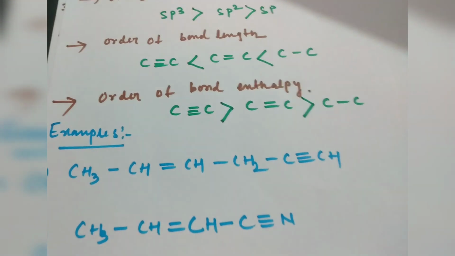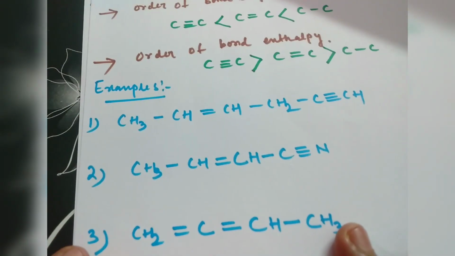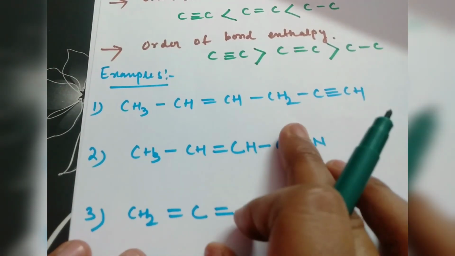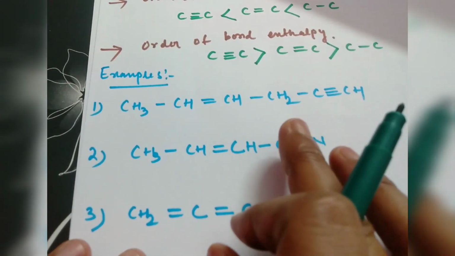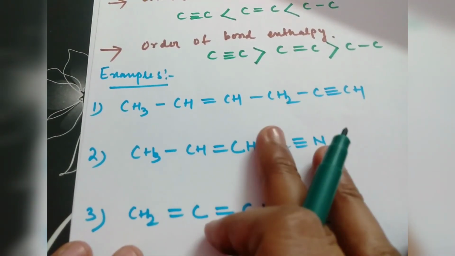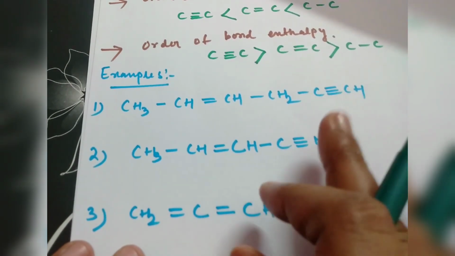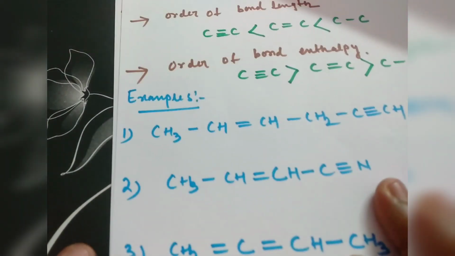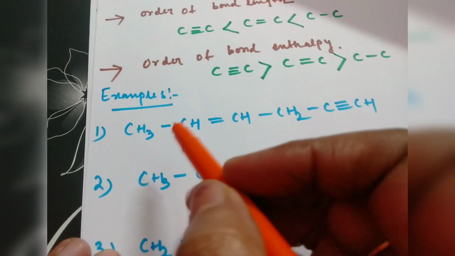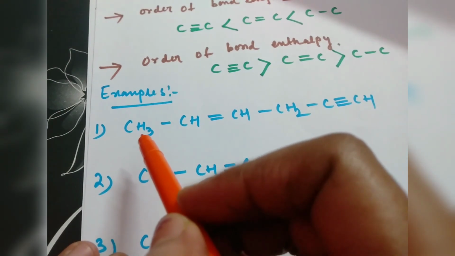Next, we will discuss some examples where we have to calculate the number of sigma bonds and pi bonds, as well as identify how many sp2, sp3 and sp hybridizations there are, and what the different types of hybridizations are. Suppose this is an example of a compound, the first example, CH3. The hybridization of this compound is here.